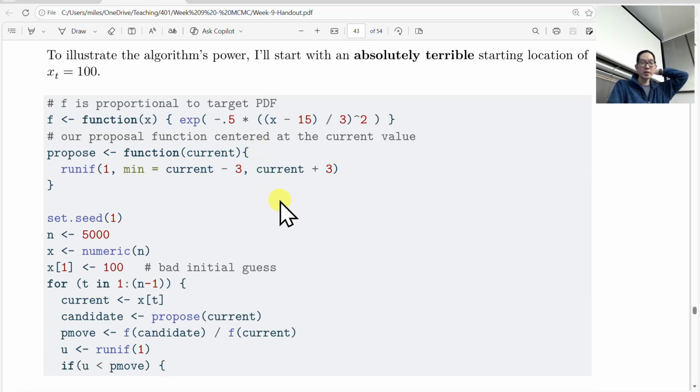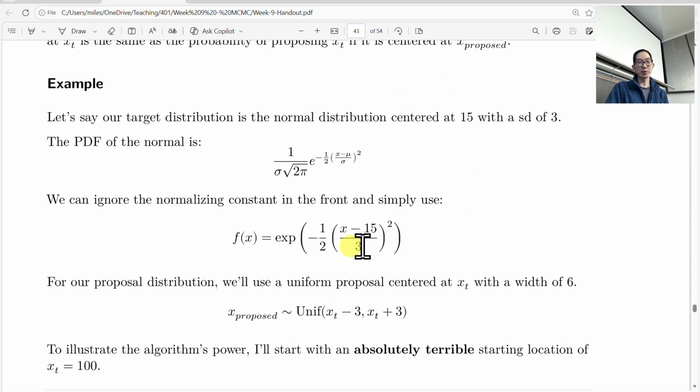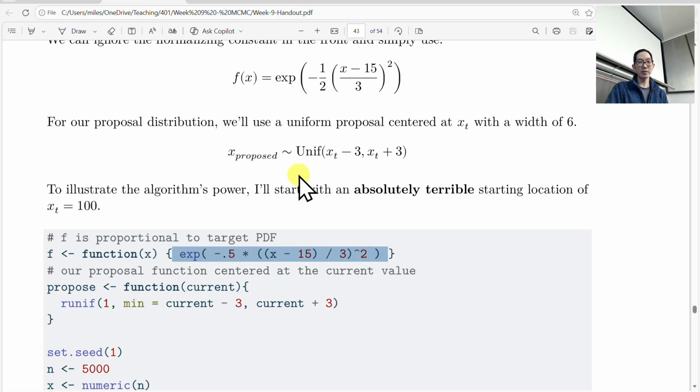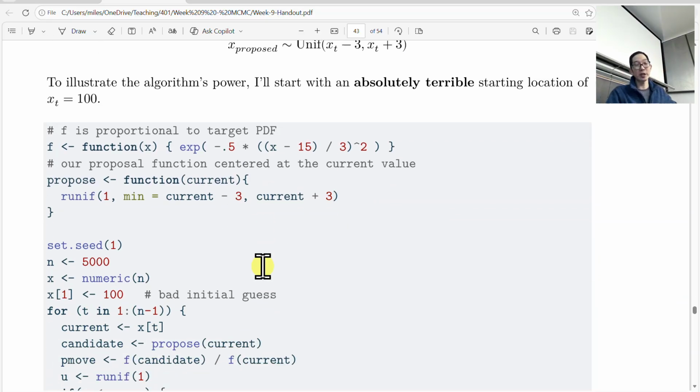But what I'm going to say is, given your current value, just pick one random uniform value between current -3 and current +3, okay? And then we're going to evaluate the function using this thing that's proportional to it, e to the negative 1/2 of ((x minus 15) over 3) squared, okay? So this is proportional to the target PDF. Okay, so I start off at 100.